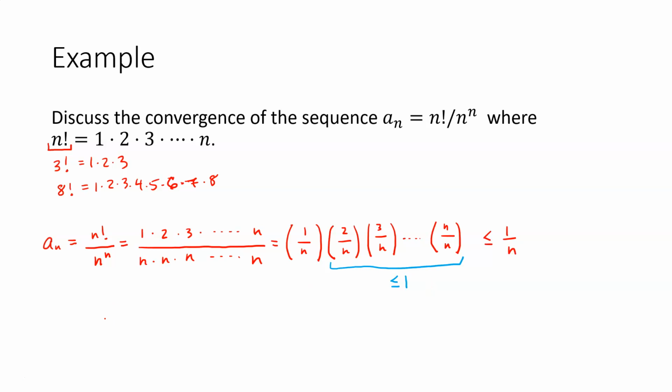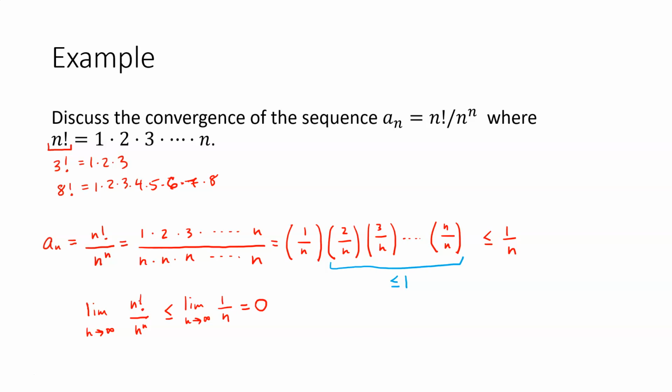Okay, so with that fact, what can we say about the limit as n goes to infinity of n factorial over n to the n? Well, according to this, we showed that n factorial over n to the n is less than or equal to 1 over n. So the limit as n goes to infinity of n factorial over n to the n must be less than or equal to the limit as n goes to infinity of 1 over n. And this limit is 0.